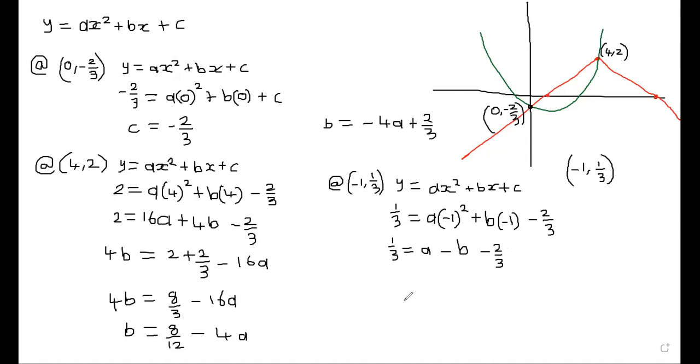Now what can I do? Let's now isolate A. So let's take everything else to the left-hand side. And on the right-hand side, we'll have A. And on the left-hand side, now we're going to have B plus 1/3 plus 2/3. So since these ones have the same denominator, you see, we can just add them like this.